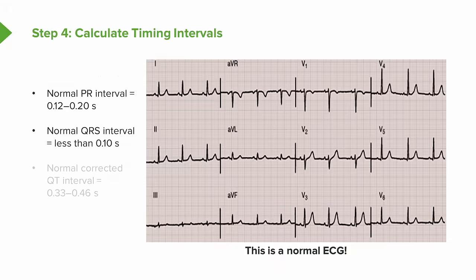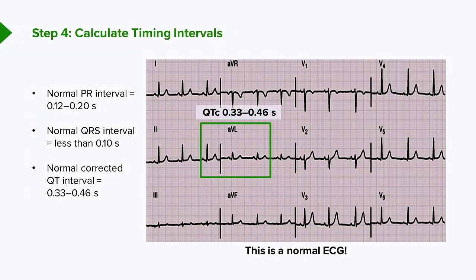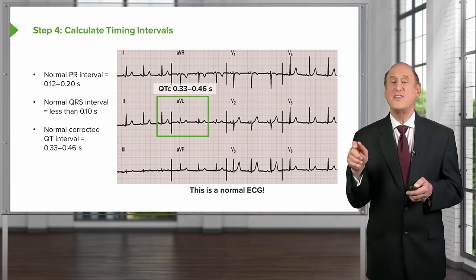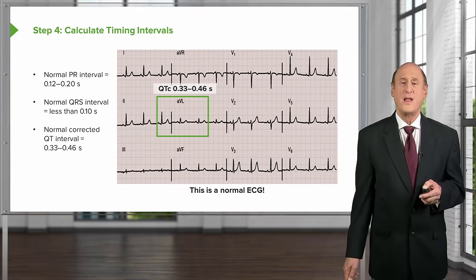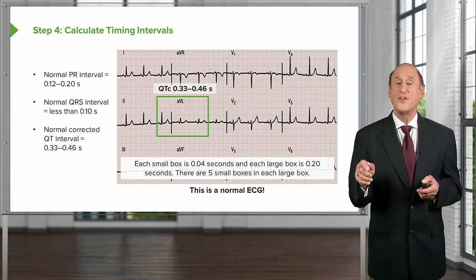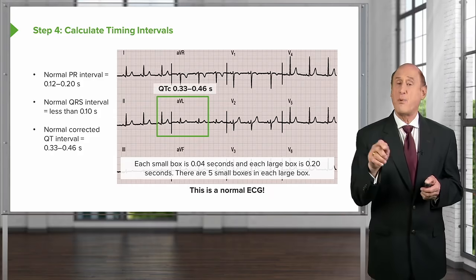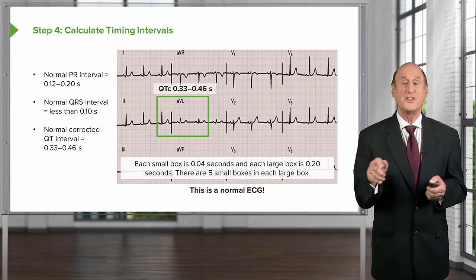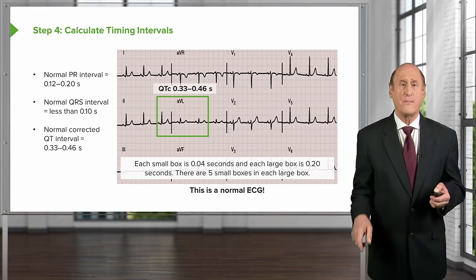The normal QRS interval is less than 0.1, that's 2.5 little boxes. And the normal QT, which is corrected for heart rate in a formula, is somewhere between 0.33 and 0.46 seconds. Remember the QT from the beginning of the Q wave to the end of the T wave. Remember, each small box is 0.04 seconds, so a large box is 5 times 0.04 seconds, or 0.20 seconds, and there are 5 small boxes in each large box, as I've said before.